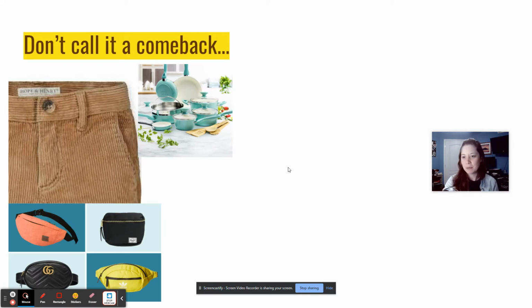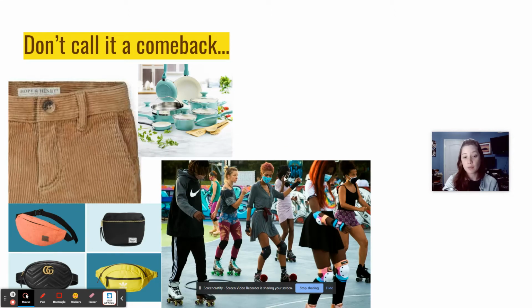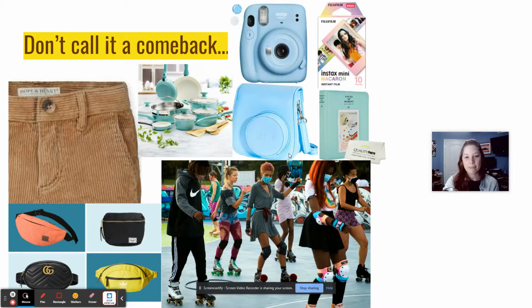Fanny packs. People be wearing fanny packs like it's none other. My mom had one when I was growing up in the 90s, and it was maroon, and she brought it everywhere. She brought it to every vacation. Roller skating is making a comeback. A big TikTok, Instagram Reels trend, it seems, is roller skating, especially in California. People love that. The instant films. I have a Polaroid camera version of this.